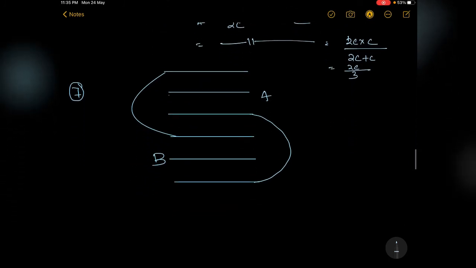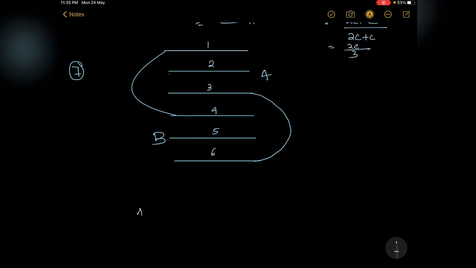Again, next question. Here is plate 1, 2, 3, 4, 5, 6. Now here look. Plate A is only connected to point 2 and plate B is only connected to point 5. And there are two other connections. Let's name them C and D. So in between A and B, let us draw two points, C and D. C is connected to the plates 1 and 4, and D is connected to the plates 3 and 6.